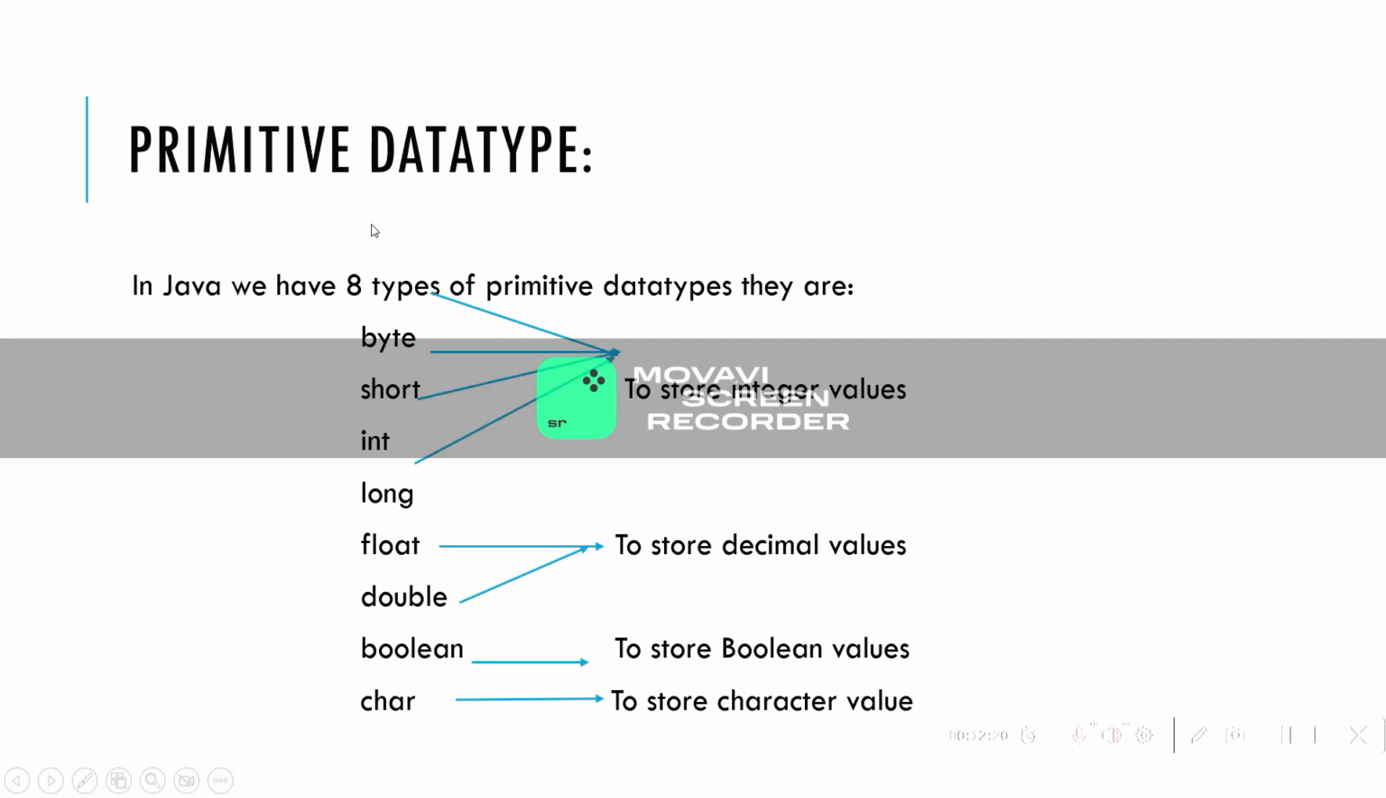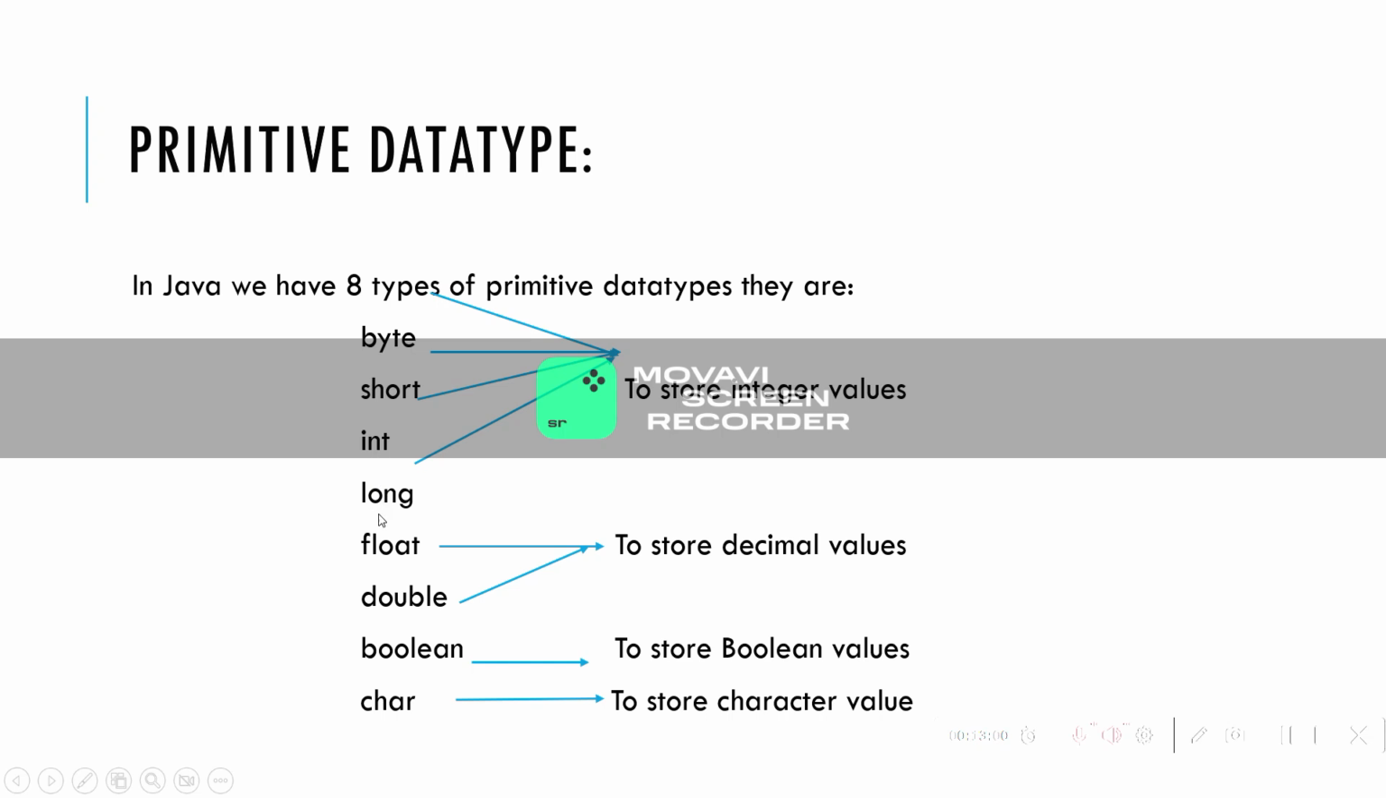So now let us see what are the types of primitive data types. There are 8 types of primitive data types. First we saw data types, and then the two types of data types: primitive and non-primitive. Now we are going to see the 8 types of primitive data types. In Java, this is the main thing. So what are the primitive data types? We have byte, short, int, long, float, double, boolean, char.